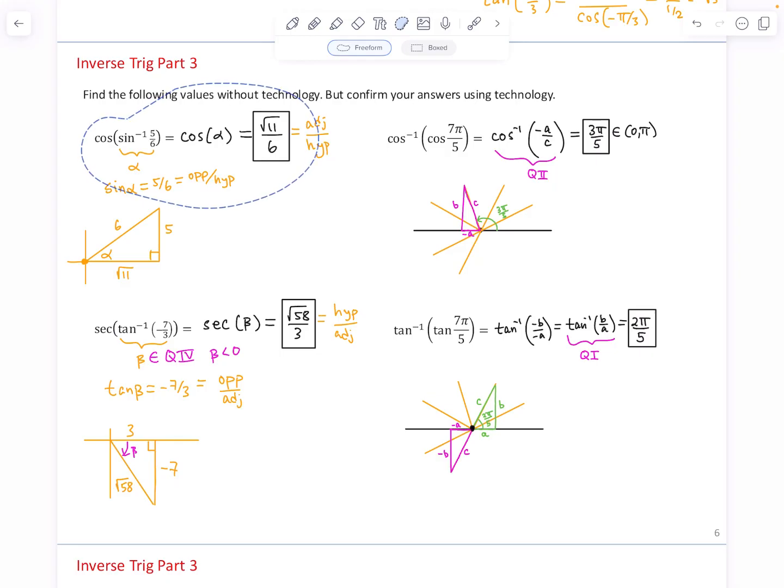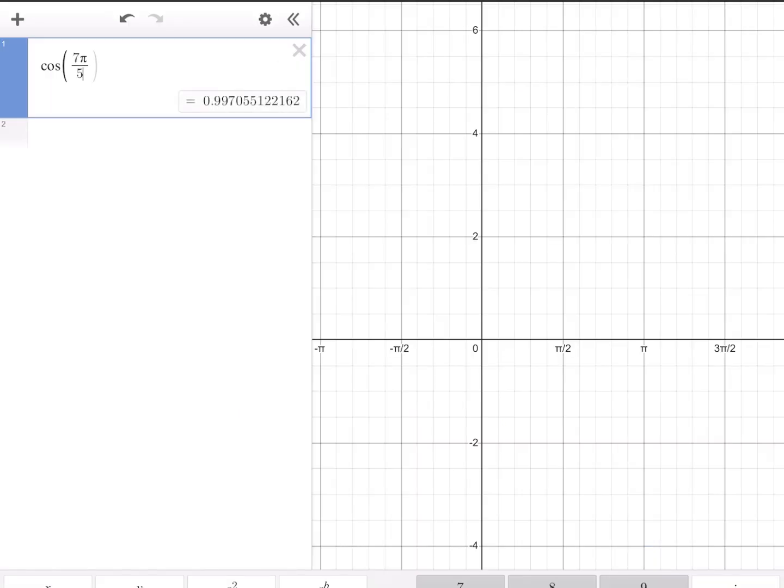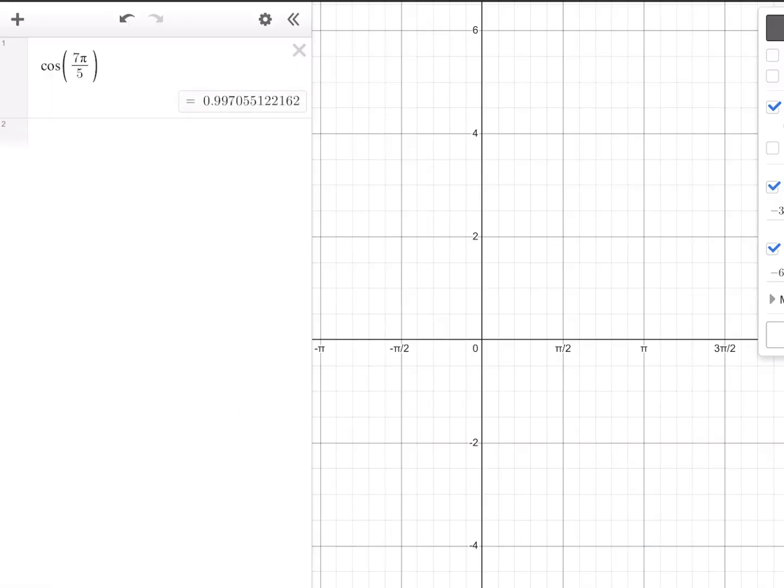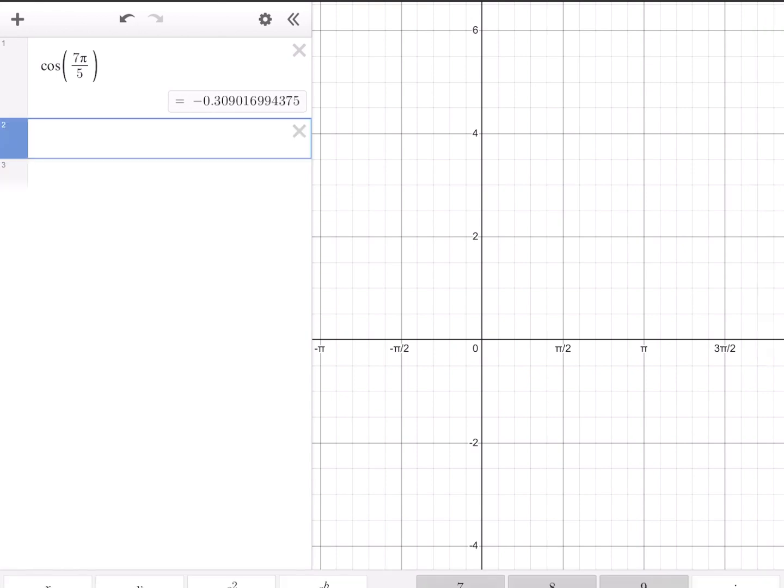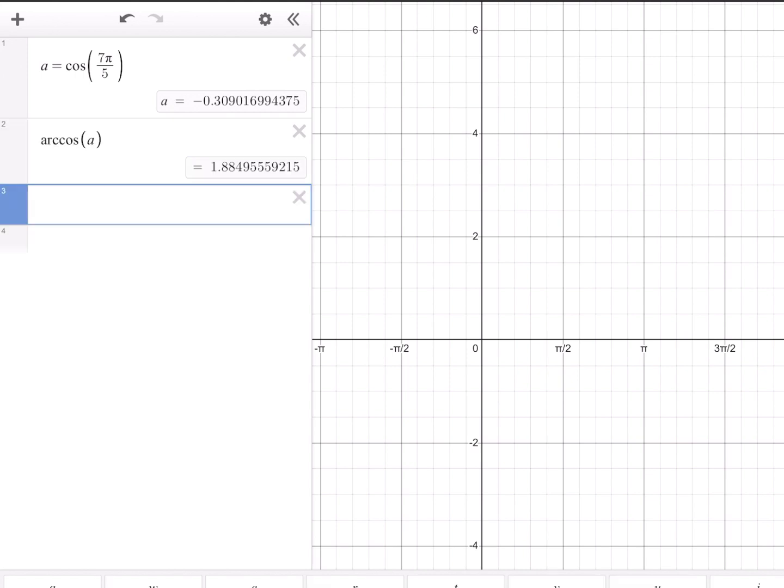Confirming our result here. Now confirming this next one, the cosine of 7 pi fifths. This time let's make sure we're in radian mode because 7 pi fifths is a radian measure. And we get this ratio. Let's call this ratio A. Now we want to do the inverse cosine of this ratio. And we're still in radian mode, so this is a radian answer.